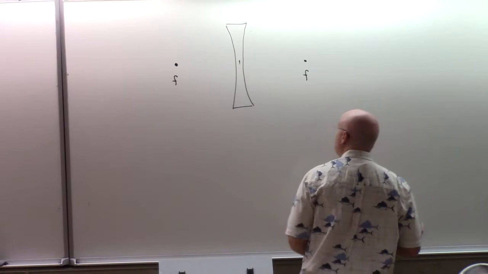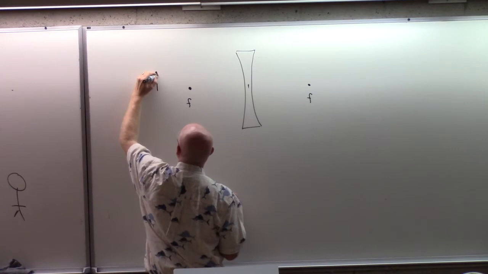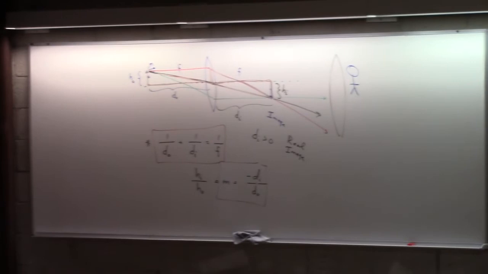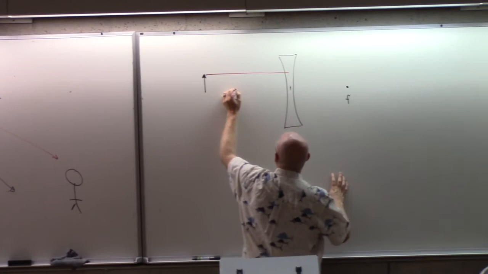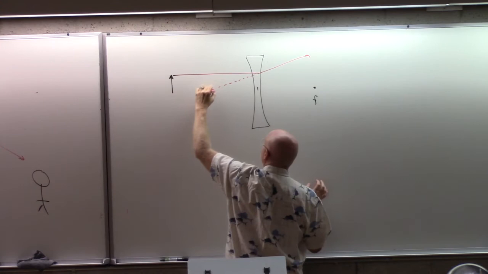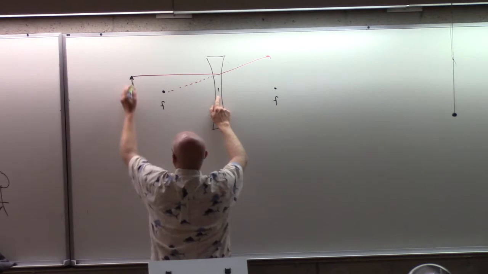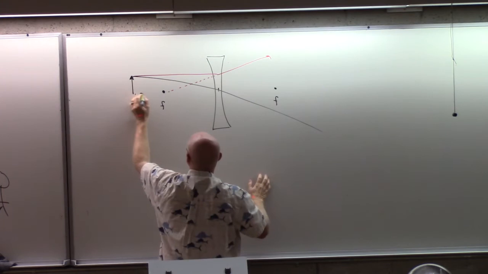And so if you were to put an object here and draw the rays, ray number one, which I've been drawing in red, would go like this. It would come here and then it would bend outward as if it was coming from there. Now, ray number two, which I've been doing in black, is the one that would go right through the center. I guess I should have done a center line. No bending at all.